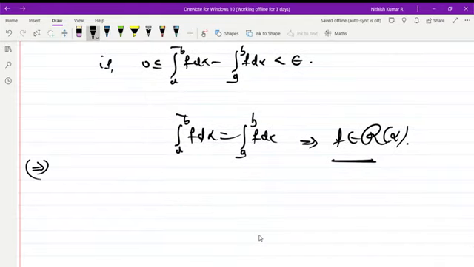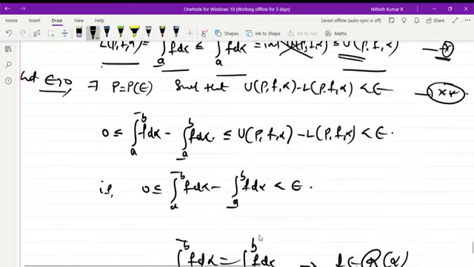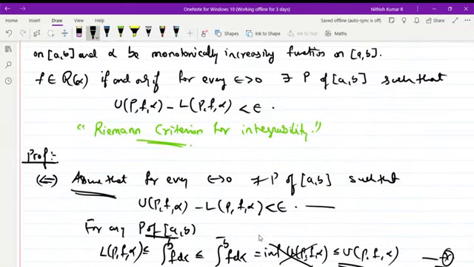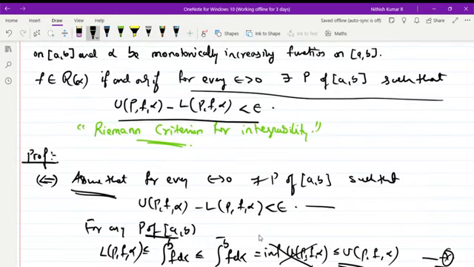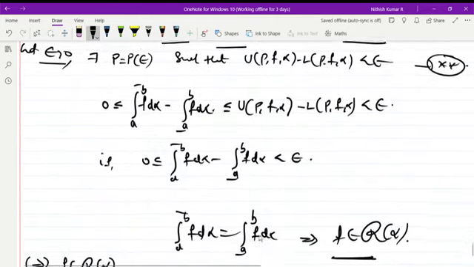Assume now that f belongs to R of alpha, and let's prove that f satisfies the condition. We shall prove that for every epsilon greater than 0, there exists a partition P of the closed interval [a, b] such that U(P, f, alpha) minus L(P, f, alpha) is less than epsilon.